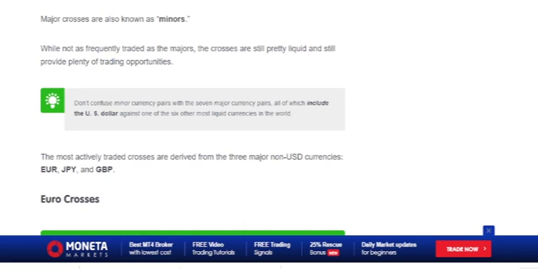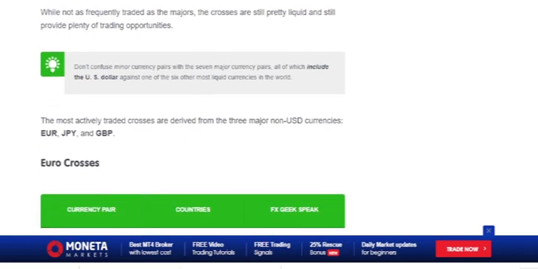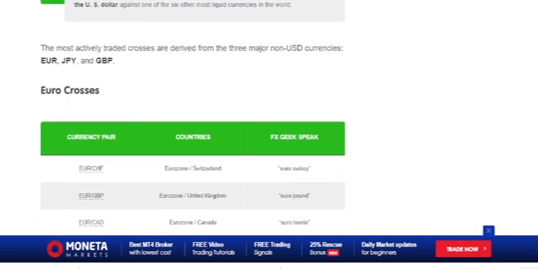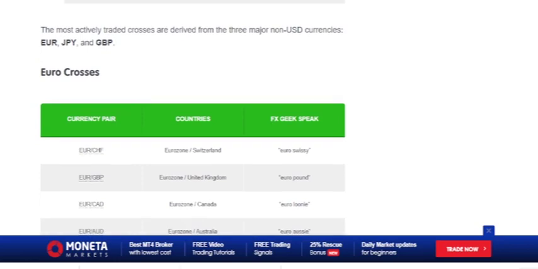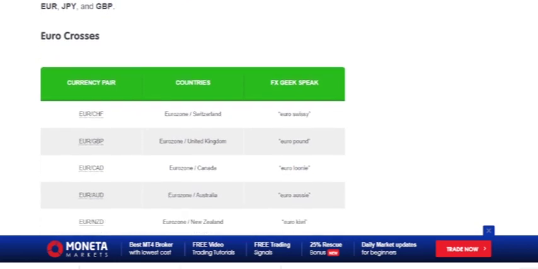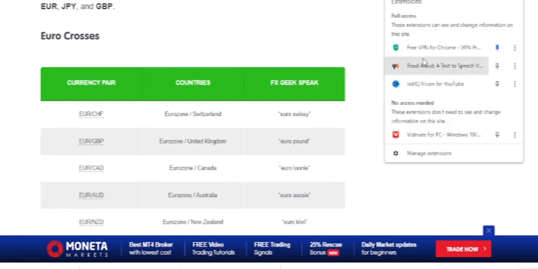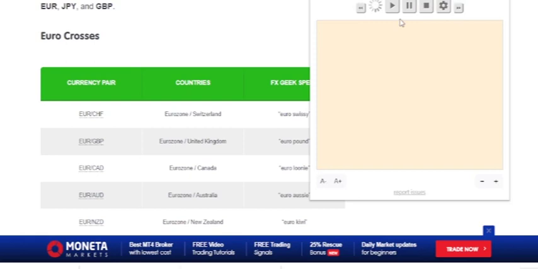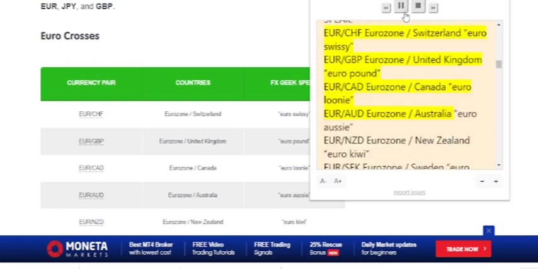The most actively traded crosses are derived from the 3 major non-USD currencies: EUR, JPY, and GBP. So we're going to look at each cross. Euro crosses. Currency pair, countries, FX geek speak. EUR-CHF: Eurozone, Switzerland, Euro Swissy. EUR-GBP: Eurozone, United Kingdom, Euro Pound.